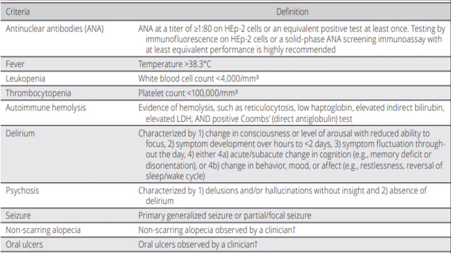The fever associated with SLE is usually 38.3 or more. The leukopenia associated is defined as a WBC count of less than 4,000 cells per cubic mm, and thrombocytopenia is less than 100,000. And there may be some evidence of autoimmune hemolysis, producing reticulocytosis, low haptoglobin, indirect bilirubin, elevated LDH, and a positive Coombs test.